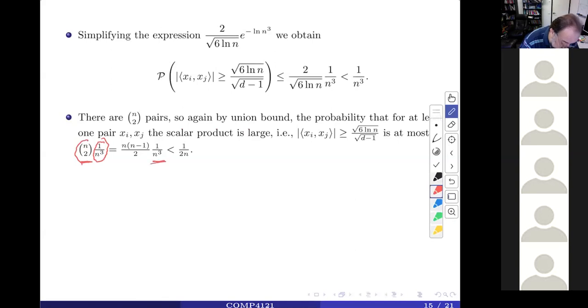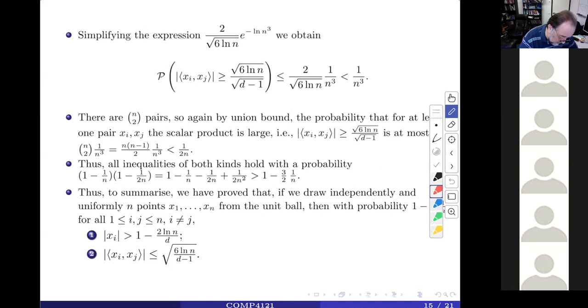And then times 1 over n cubed, which is the probability for each pair. And of course, this here is smaller than n squared. When you multiply it with 1 over n cubed, this is smaller than 1 over 2n. So now the first property is preserved with probability 1 minus 1 over n. The second property is preserved with probability 1 minus 1 over 2n.